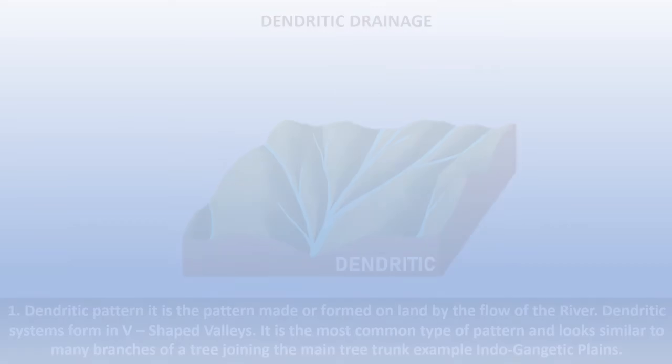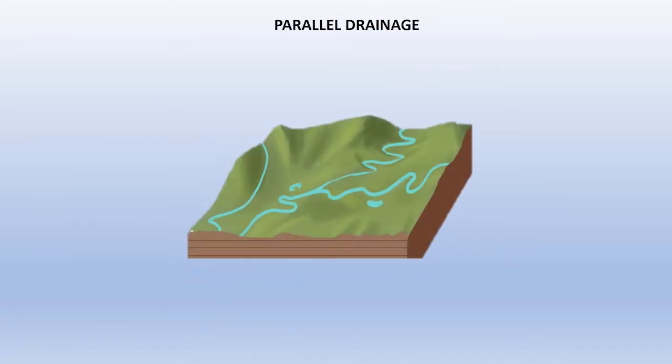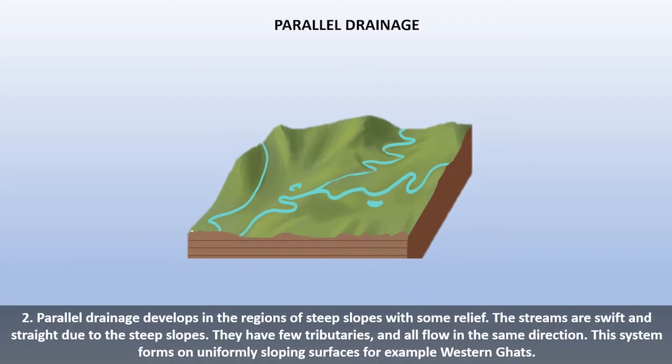The second type of drainage pattern is the parallel drainage pattern. This pattern is usually observed in regions of steep slopes. Due to the steep slopes, it is observed that the water flows with higher velocity. The uniformly sloping surfaces of the Western Ghats are a perfect example of parallel drainage.